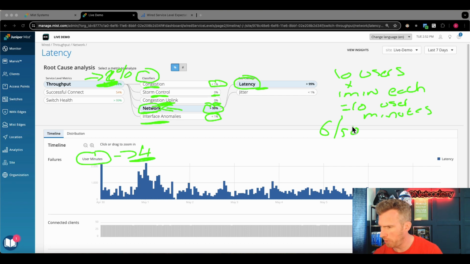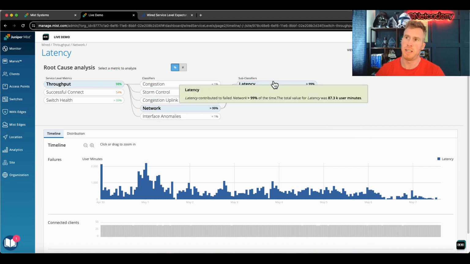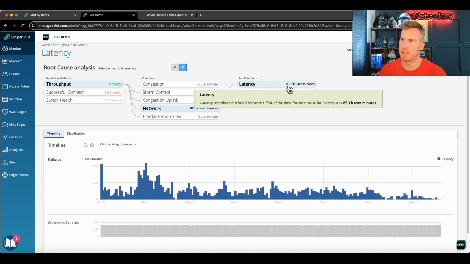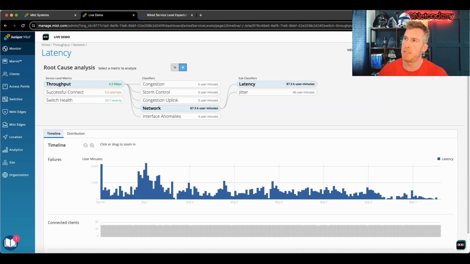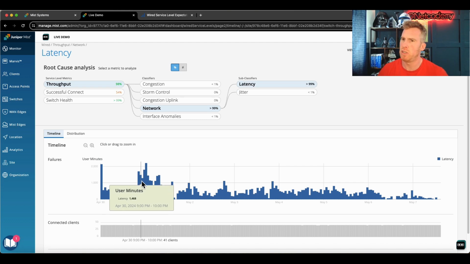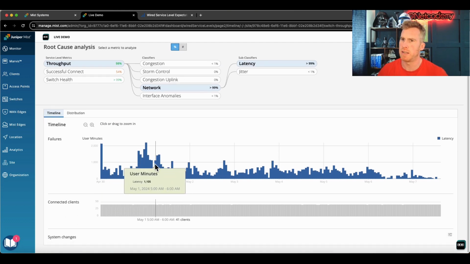So what is being shown here is that latency contributed to greater than 99% of that overall failure, that 2%, but this impacted 87.3 user minutes. You can put this into a number itself, so you can see the amount of user minutes that were impacted for this particular site over the last 7 days. I like to work off the percentages, but we can track the user minutes over those 7 days, and see whether there were any system changes on the switch itself.